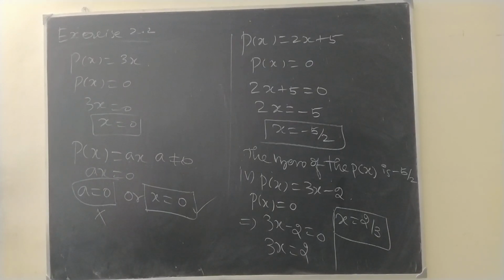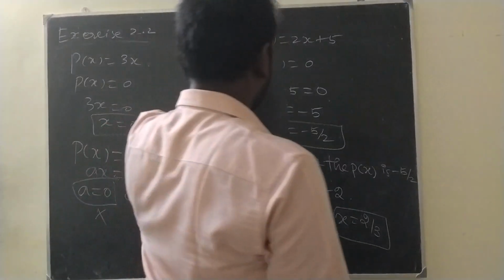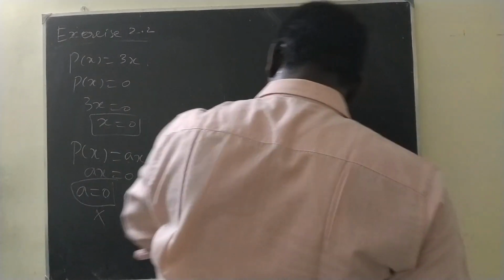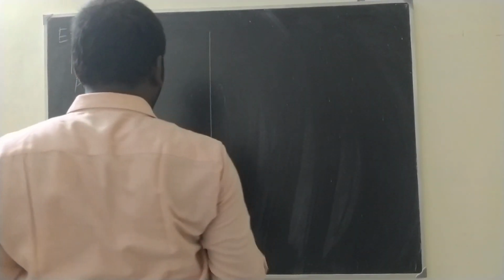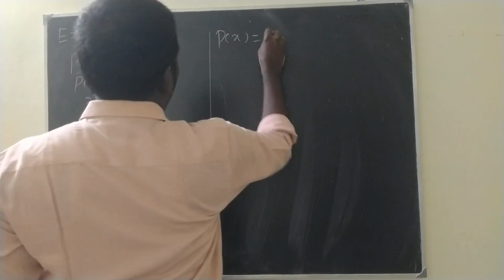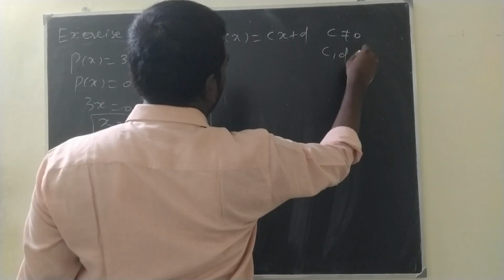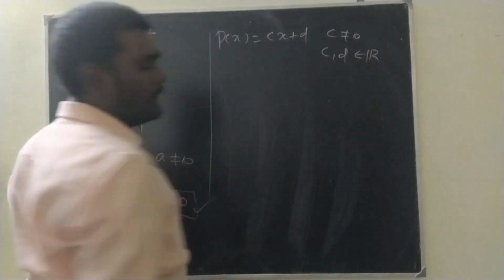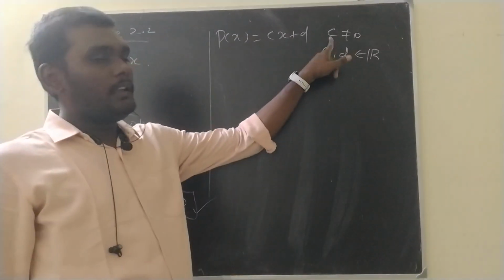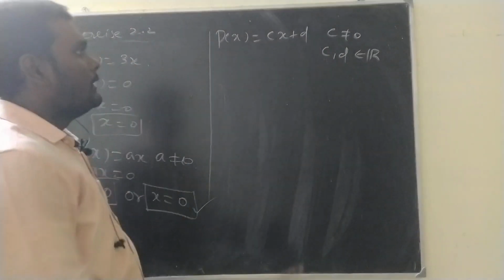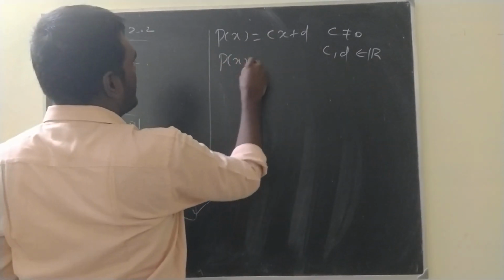And the last question, p of x is equal to cx plus d. C is not equal to 0. C and d are real numbers. P of x equals Cx plus D. This C is not equal to 0. This C and D are real numbers. Okay. Here C is not 0. Okay.